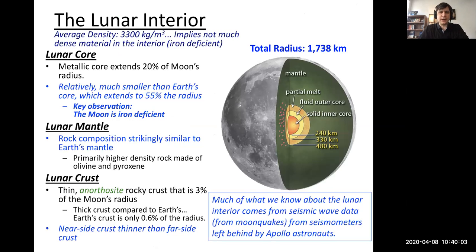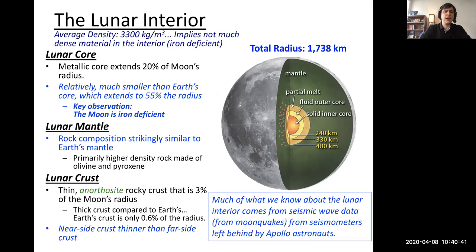If you remember when we talked about the size of the Earth's core, it extends from the center up to 55% of the radius. So one of our key observations is, yes, the moon does have an iron core, but it is significantly smaller than what we expect. The moon is deficient in iron. It lacks the same amount of iron relative to the size of the planet that the Earth does. Something has to have happened that makes it so the moon has a relatively low total amount of iron in it.